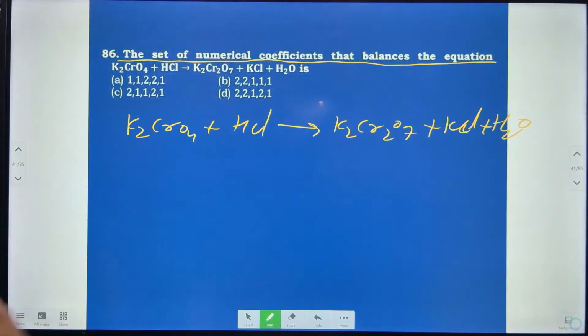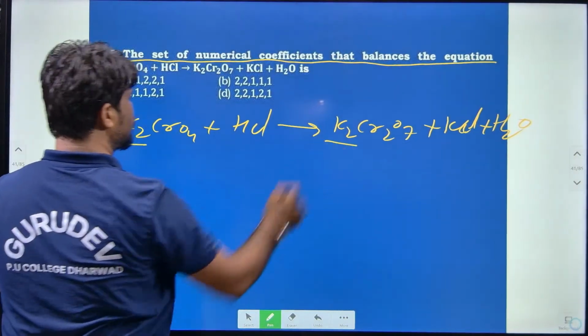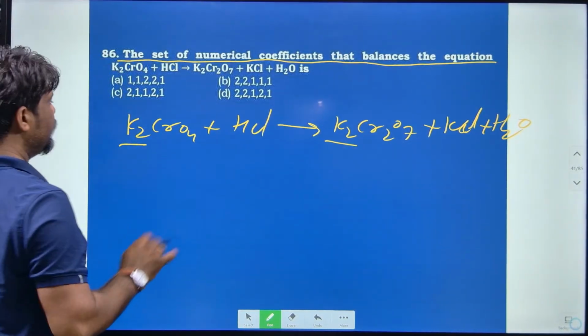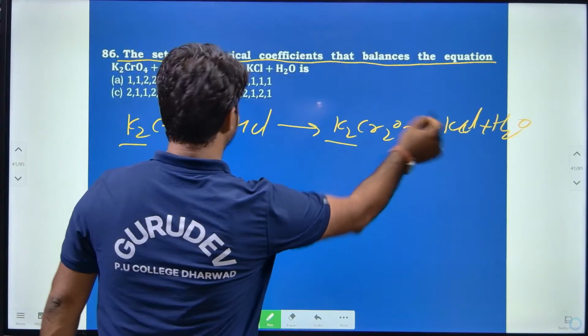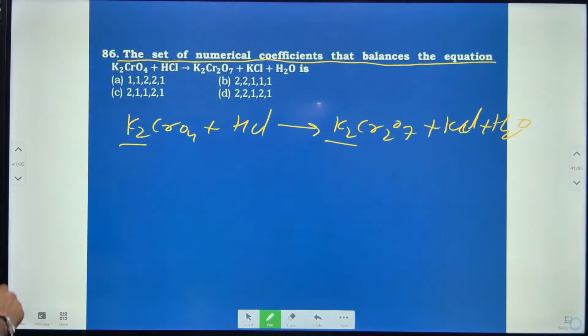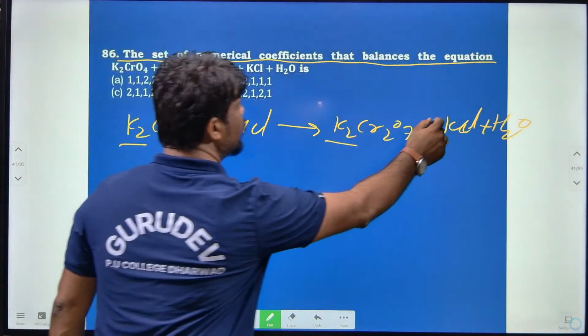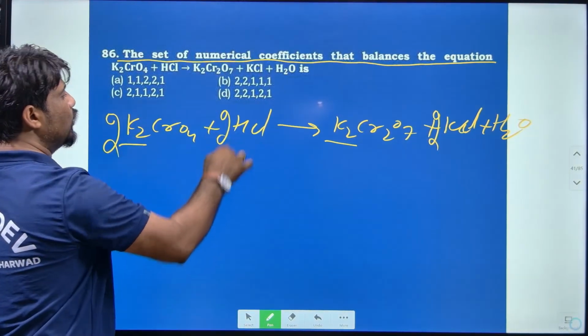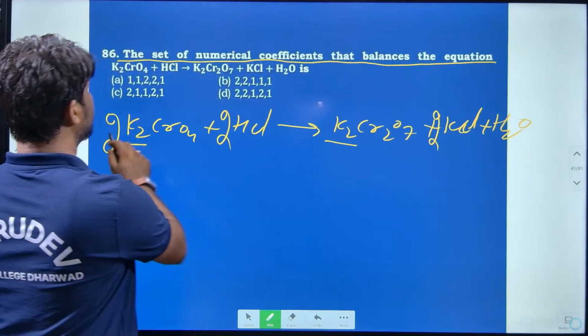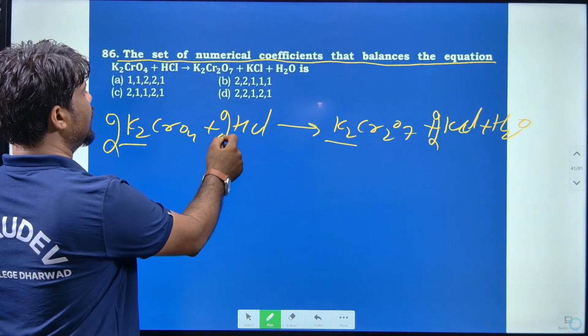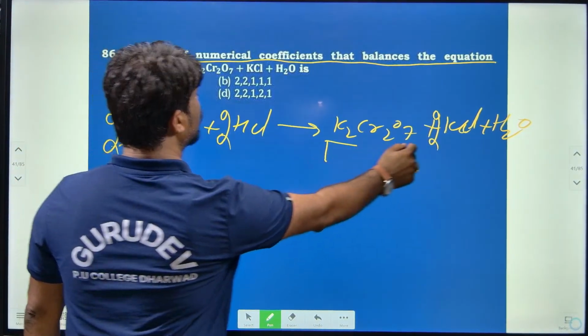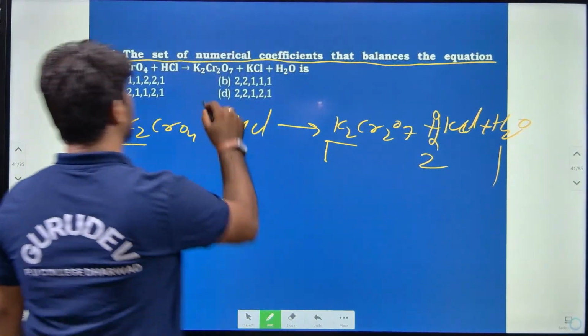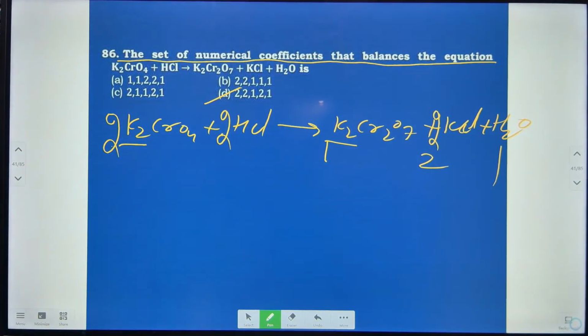Here there are two chromiums, and K2s are there. So here 2 plus 1, 3 are there, and here there are only 2. For balancing purposes, I am going to take 2 here, which becomes 4 here. Then 2 Cls are 2 here, then 2, 2, then here 1, 2, here 1. So option D is the right answer for the question.